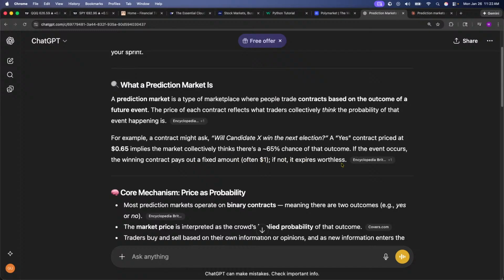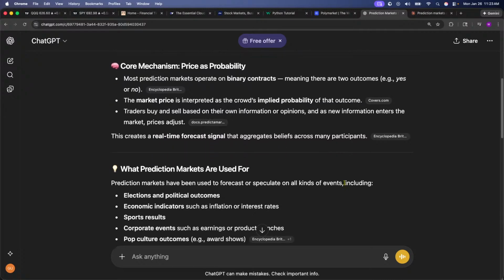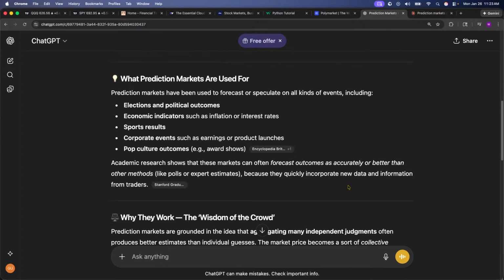If not, okay. So they took option contracts and being able to throw arbitrary questions or binary questions like, will candidate X win the re-election? Yes or no. Core mechanism: prices as probability. Most prediction markets operate as binary contracts. Look at that, before I even said it. Meaning there are two outcomes, yes or no. The price is interpreted as the crowd-implied probability of that outcome. Traders buy and sell based on their own information or opinions. As new information enters the market, the price adjusts. This creates real-time forecast signals that aggregate beliefs across many participants. I did say it.